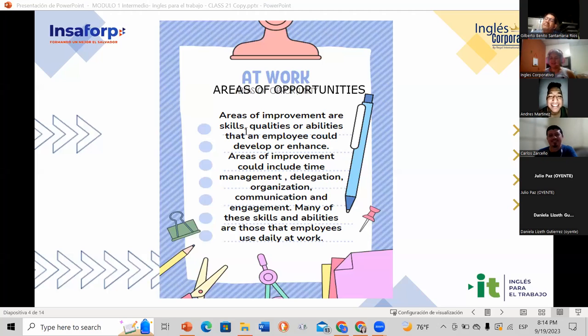It happens, right? So the task or the main purpose for today will be to identify where the areas of opportunities are that you have, okay? What is necessary to improve to do better in your job? Okay, very good. We're going to continue. Let me delete this.